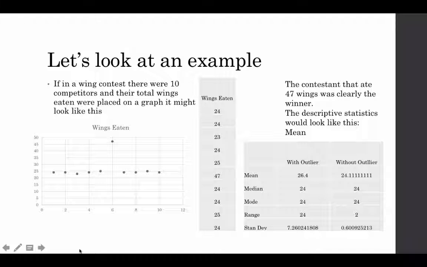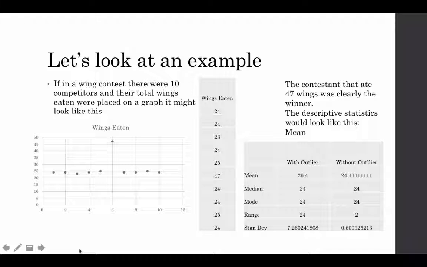So if we look on here, we've got 1, 2, 3, 4, 5, 6. 6 people out of 10 ate 24 wings. So that's pretty good representation. And again, the range here, 24. So we look at 47 minus 23. It's going to give you 24. It's a big number. Should be a telltale sign that, hey, something's going on here.